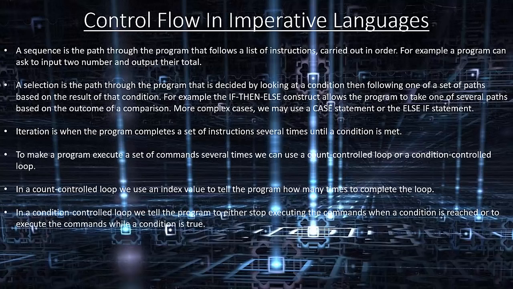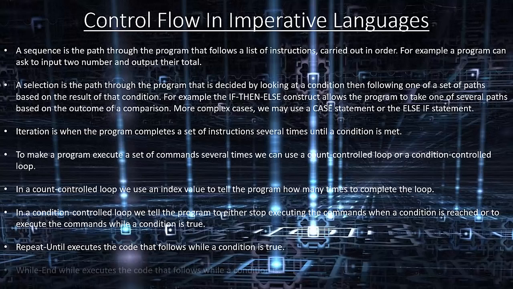In a condition-controlled loop, we tell the program to either stop executing the commands when the condition is reached or to execute the commands while a condition is true. Repeat until executes the code that follows until a condition is true. While executes the code that follows while a condition is true.